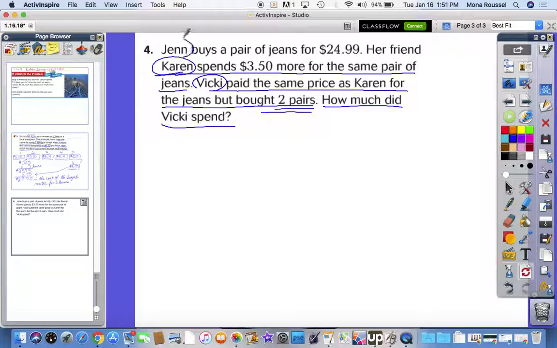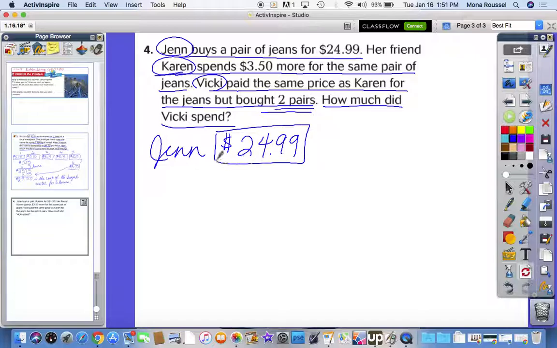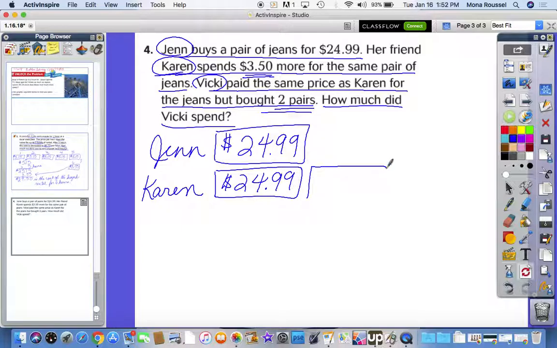Well, what is that referring to? We look back to here. Jenny buys a pair of jeans for $24.99. So we actually have to back up all the way to Jen, who spends $24.99 on a pair of jeans. This is where all of our information will begin, right there with Jen. As we move to Karen, we know that she spends $3.50 more for the same pair of jeans. So not only did she spend $24.99 like Jen did, but she also spent an additional $3.50.